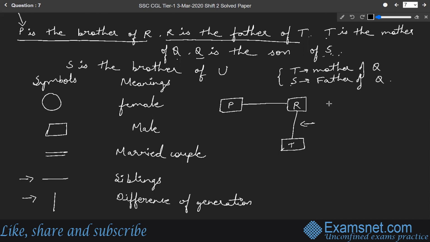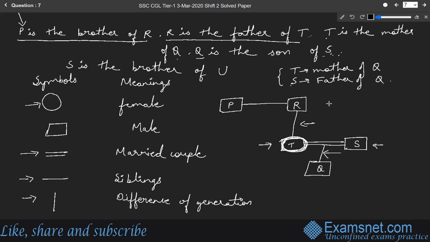So both are married. So for married couple, we have to use double lines. Okay. So T is married to S and S is a male and here T is a female. So she will be in a circle, not in square, because we have to use a circle for female. Now next sentence is Q is the son of S. Now we know that both have a son. So let us make a line in middle and this is Q. This line is representing a generation gap. See, T and S are the parents of Q and Q is the son of T and S.